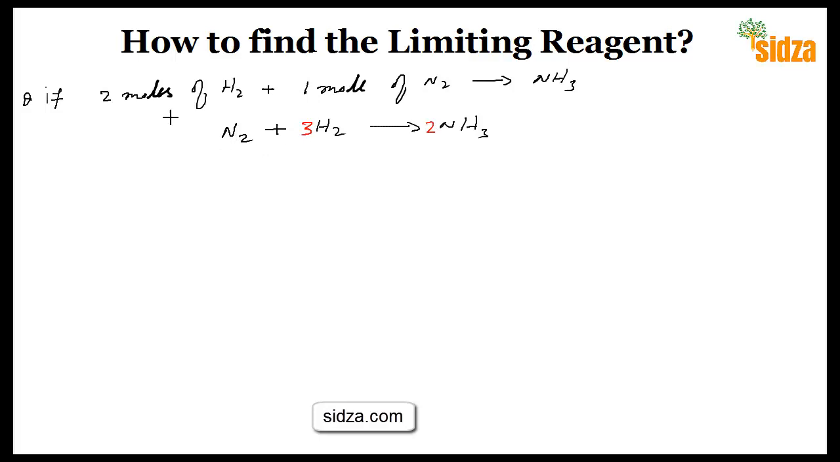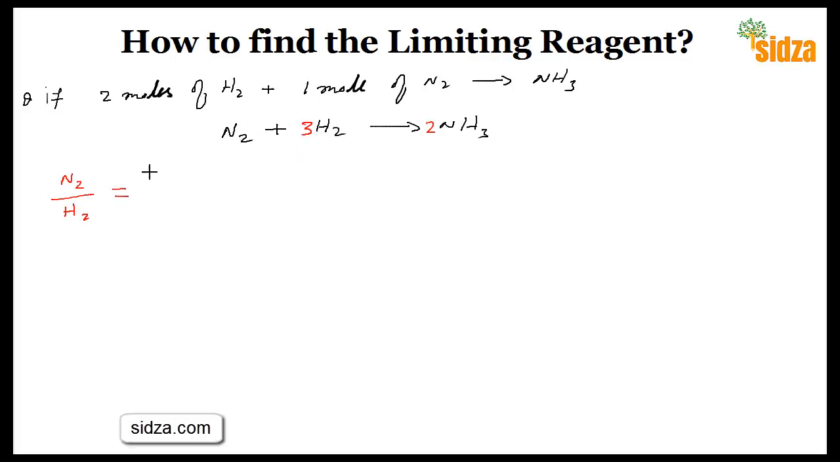Okay, so the first thing that I'll do is look at the balanced ratio of the nitrogen and the hydrogen. I'll take the ratio of the reactants. And what is the ratio? As per the balanced chemical equation, it is 1/3, which means that this is 0.33. This is the ratio as per the balanced chemical equation. The ratio of nitrogen to hydrogen comes out to be 0.33.